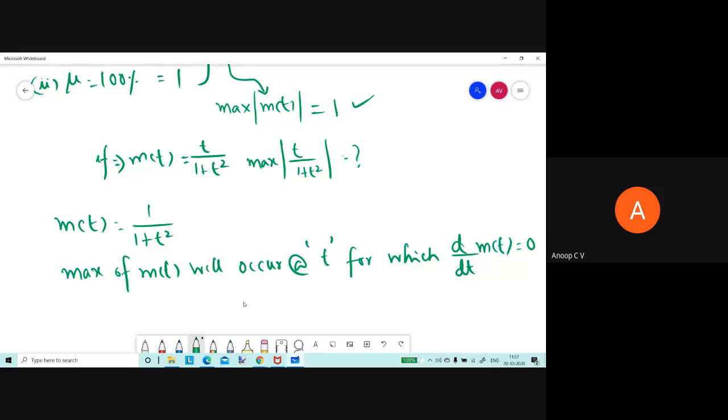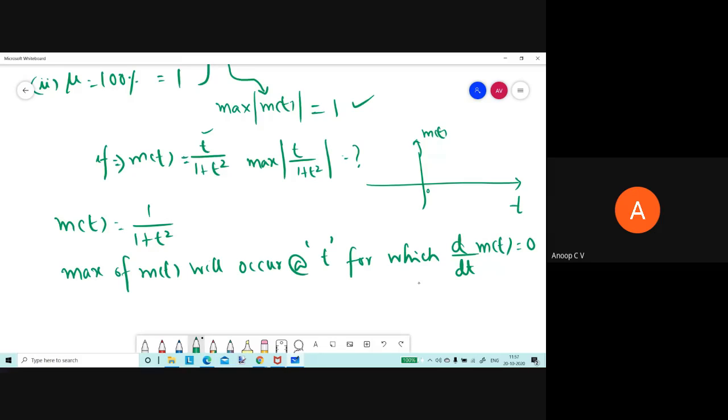So I can imagine some of you at least will have some issue with this. So maybe we can just see what this 1 by 1 plus t square, or t by 1 plus t square, looks like. Can anyone tell me how I can plot this 1 by 1 plus t square? If this is t, how does 1 by 1 plus t square change with respect to t? First, this is m of t, and this x-axis is t.